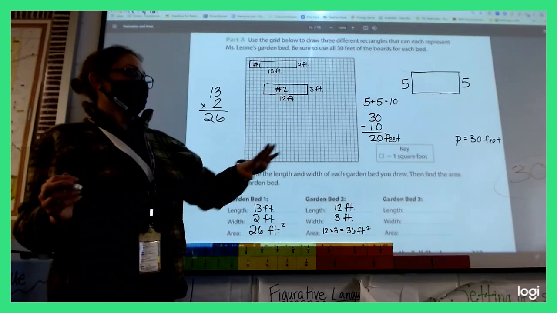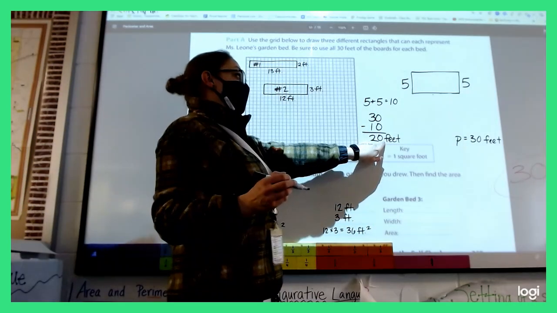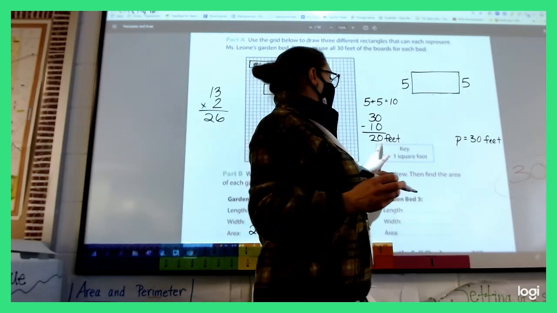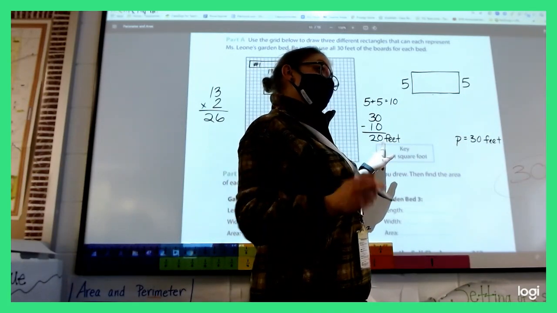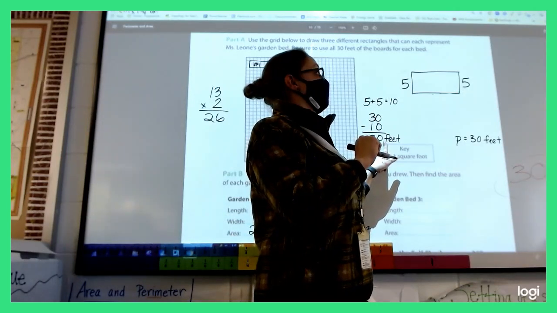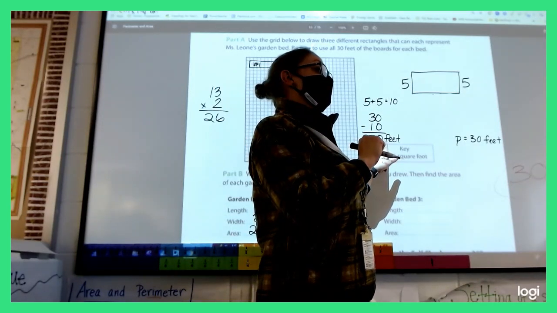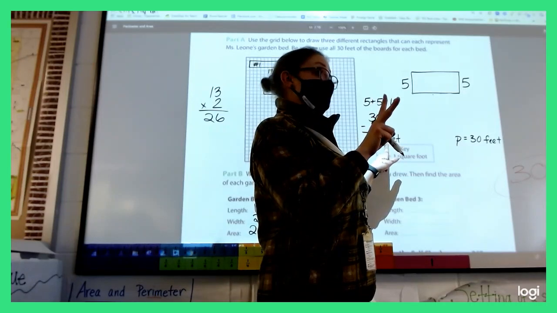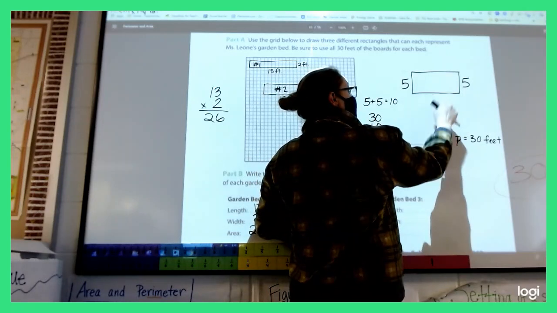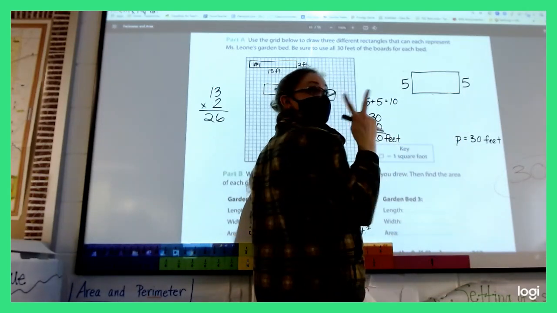All right. Angie, make sure you're listening to this part. I have 20 feet left to show my whole shape. So why does it make sense that we have to split 20 into 2 pieces? How many sides of my shape do I have left to label? 2. Okay, so that is why. I have 20 feet remaining, but I still have to label 2 sides. So I have to split 20 feet into 2 pieces.